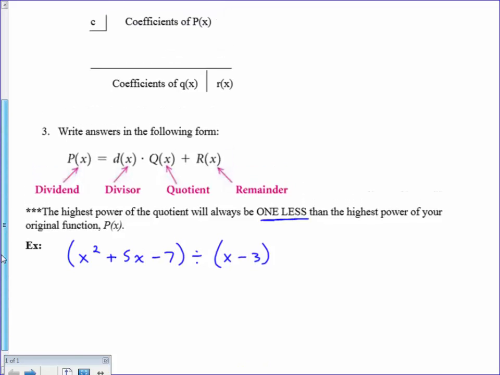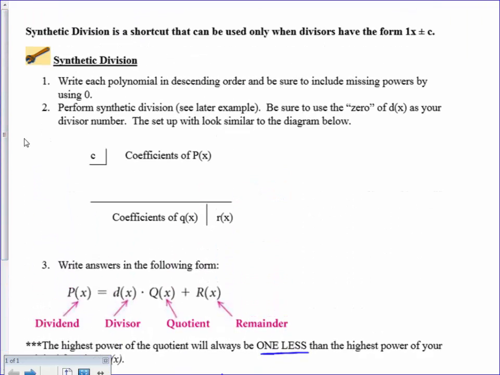If you look back up at your notes, then we said synthetic division is basically a shortcut, but can only be used when divisors have this form. An understood 1 in front of the x, no power larger than 1 on the x, and then plus or minus a constant.